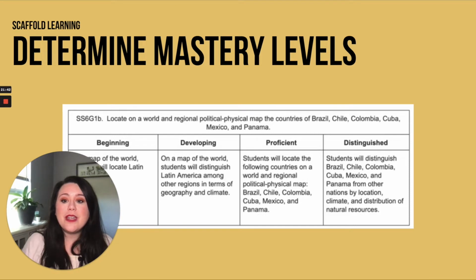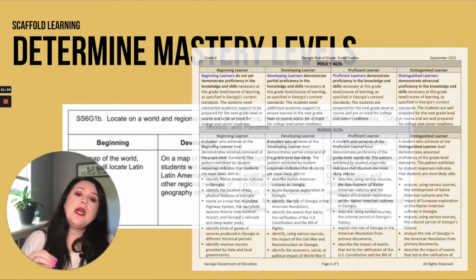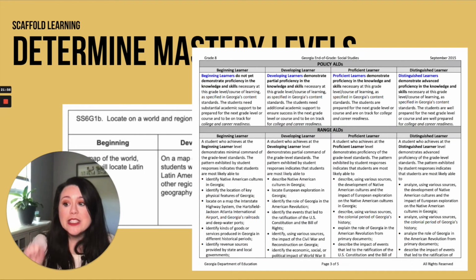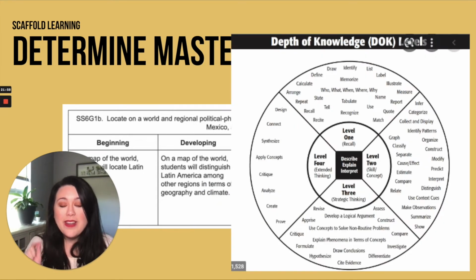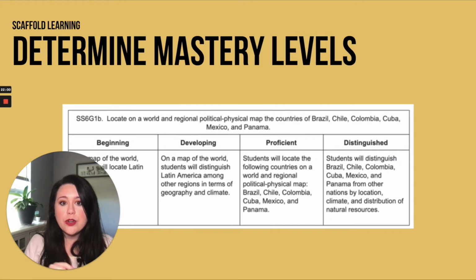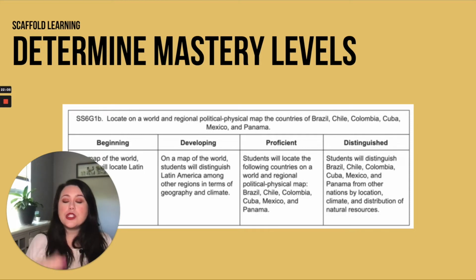And you might even, if you just Google search Georgia Achievement Level Descriptors Social Studies 2015-2016, you might be able to find 6th and 7th grade from the old standards. These achievement level descriptors and your depth of knowledge wheel are going to come in handy when you are creating this chart here. So let's look at the example.